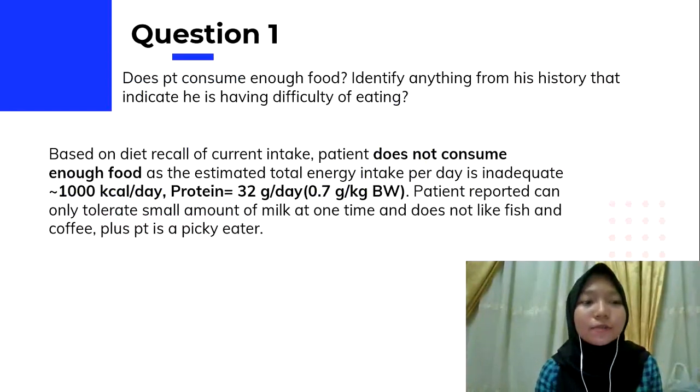For the questions, the first question is, does the patient consume enough food, and identify anything from his history that indicates he is having difficulty eating. So based on the diet recall of current intake, the patient does not consume enough food, as his estimated total energy intake per day is inadequate, which is only 1000 kcal per day with protein 22 gram per day only. And the patient also reported that he can only tolerate a small amount of milk at one time and does not like fish and coffee. Plus, the patient also complained he is a picky eater.